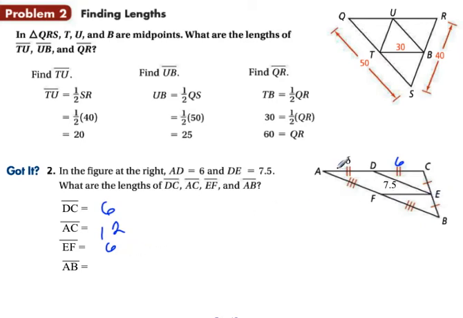Okay, how about AB? We want to find the length of AB. Well, they tell us that the length of DE is 7.5. So because we know DE is 7.5, then AB has to be twice as long. So that would give us a length of 15 for AB.